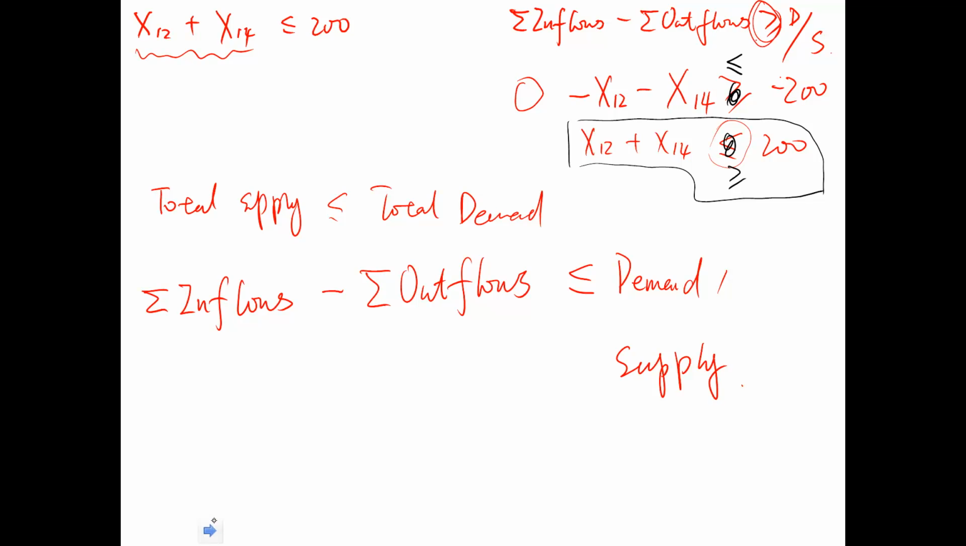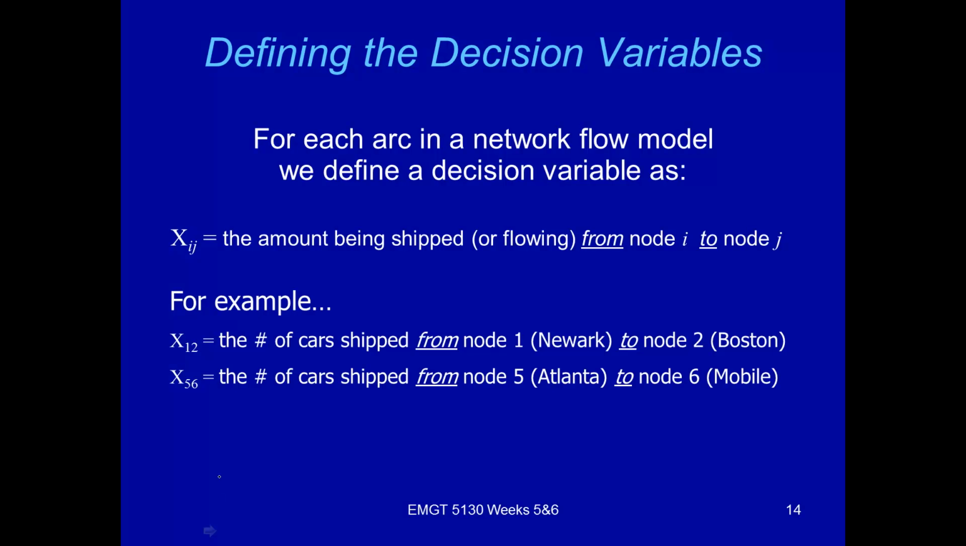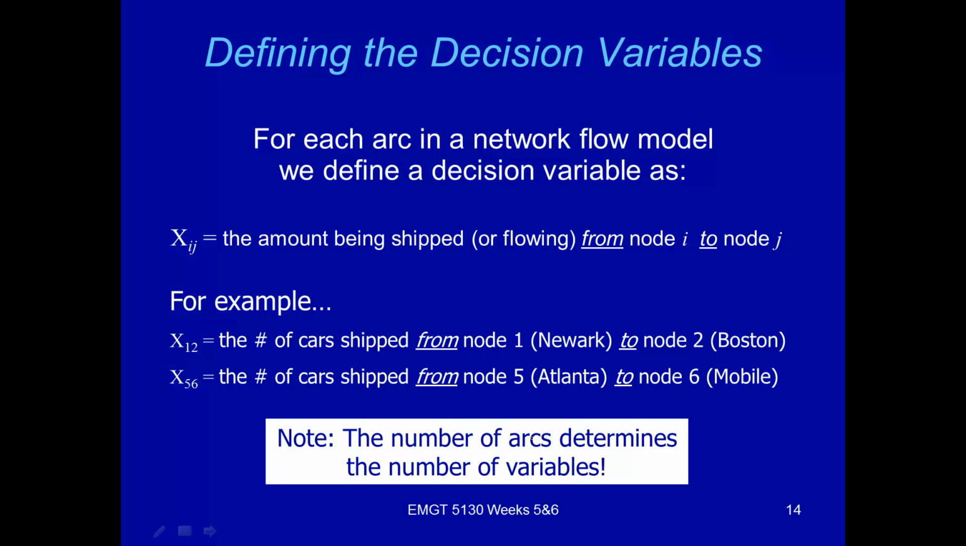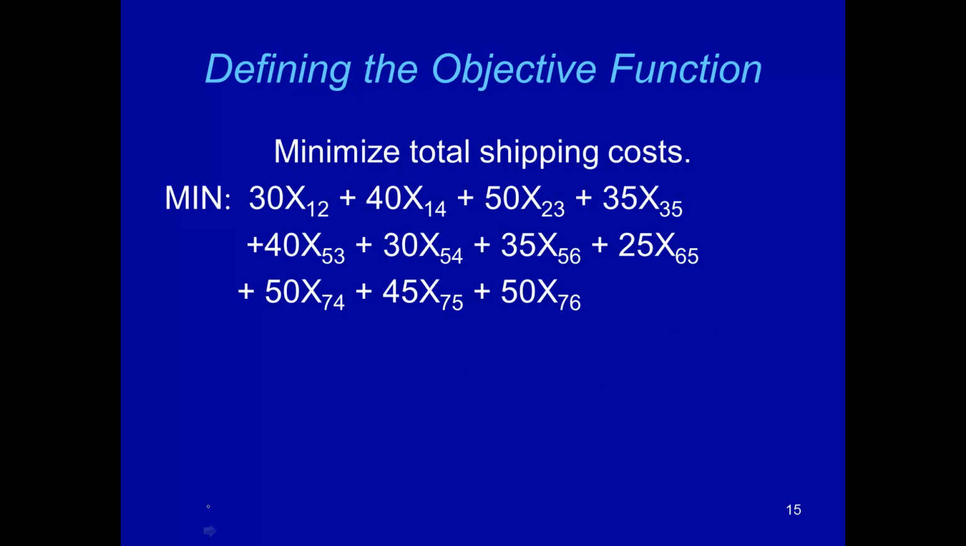Okay, then let's do a summary. So for this problem, what we did first is define the decision variables using the general way. Okay, and this becomes the standard way of defining decision variables in all network problems. And we know that the number of arcs determines the number of variables. Okay, and the objective function is pretty easy. Minimize the total shipping cost, and just make sure you don't miss any of the routes.